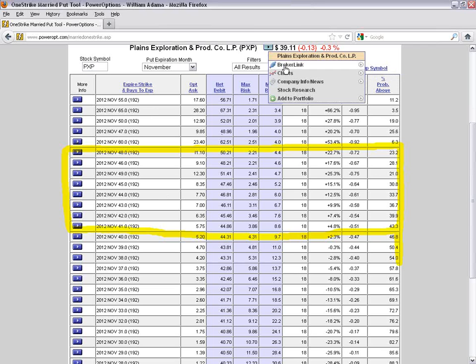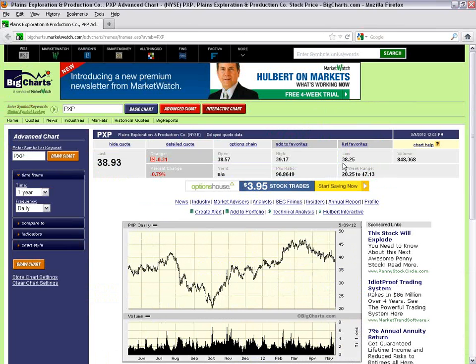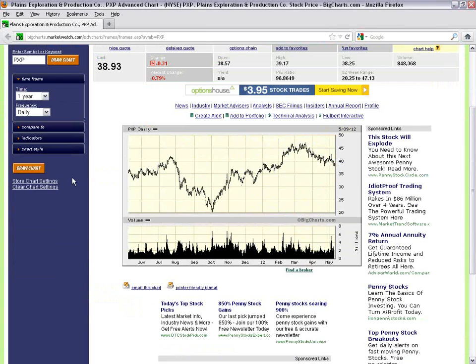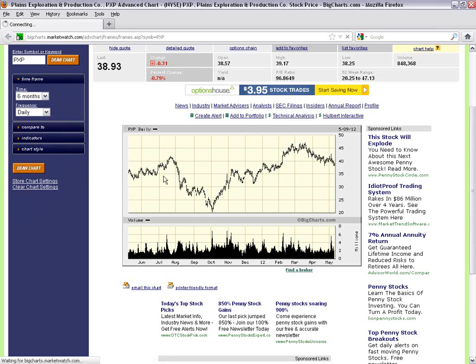So up at the top, using the More Information button, I'm going to select Charts, and I want to go to Big Charts. Now, we're not going to talk too much about analyzing a chart, how I analyze a chart versus what you look for. But what I'm looking at here, let me narrow this down to just a 6-month chart here.